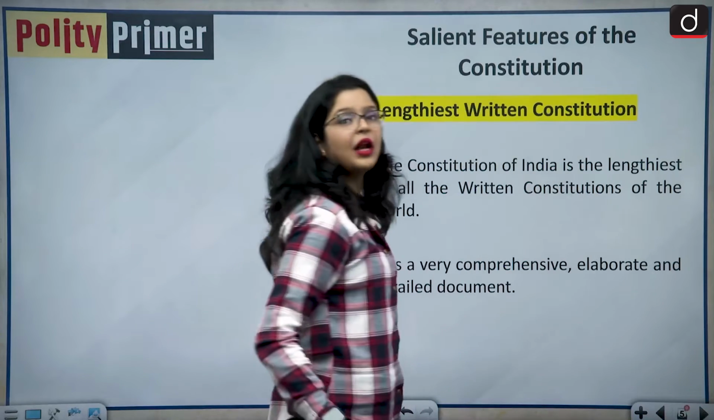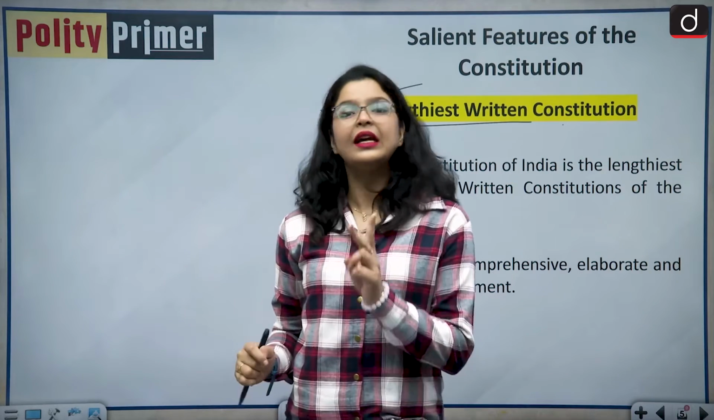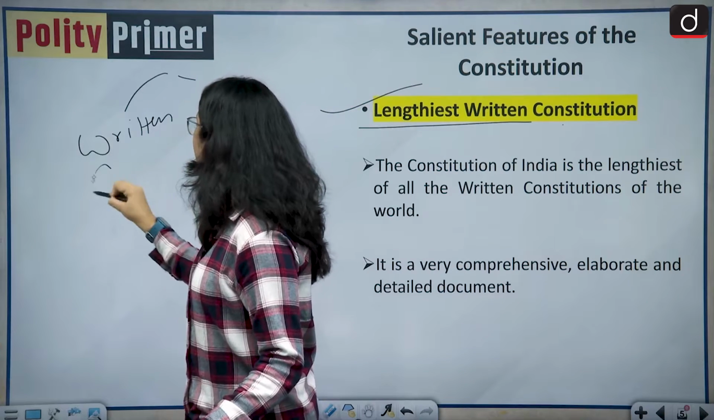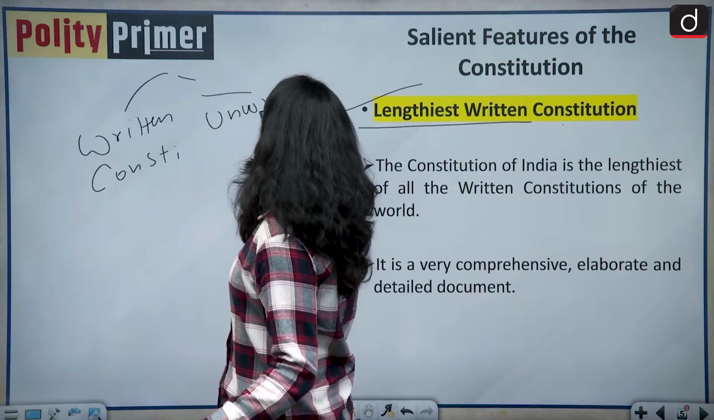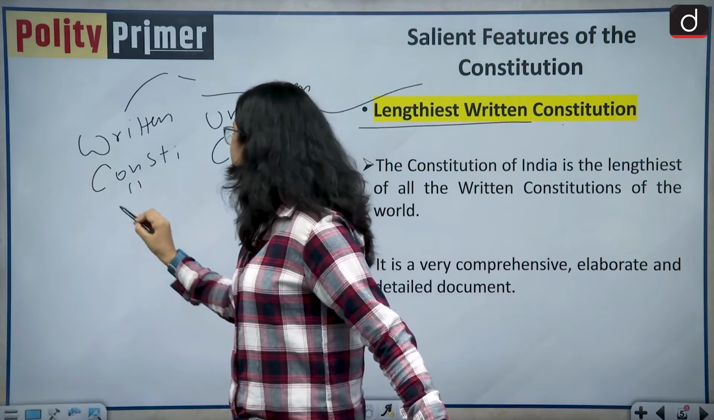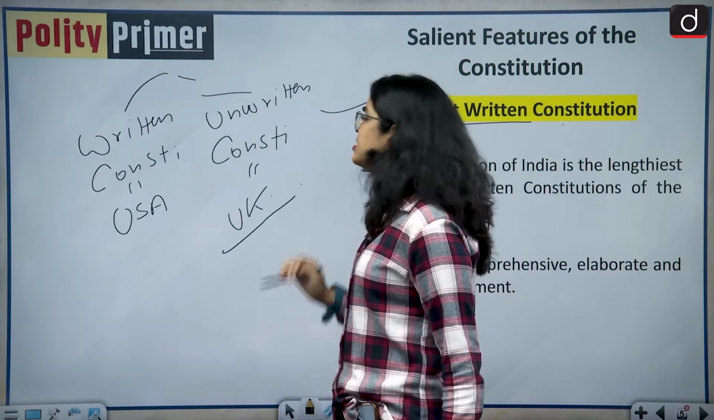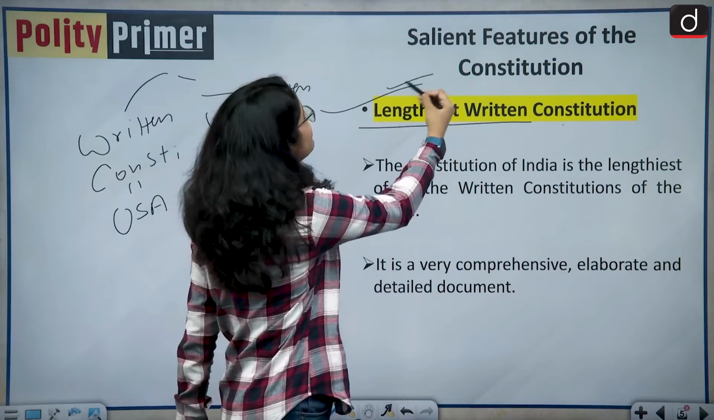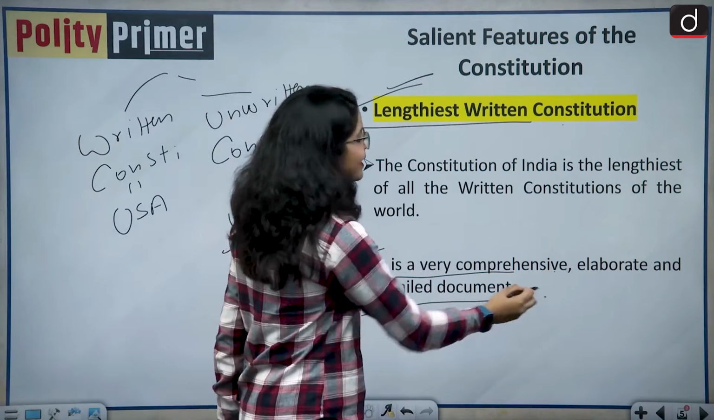So the first feature of our own Indian constitution is that it is the lengthiest written constitution in the world. So see, the constitutions are of two types. First is the written constitution, and second is the unwritten constitution. So the example of written constitution is the Constitution of USA. And the example of unwritten constitution is the Constitution of UK, that is largely dependent on judicial decisions and conventions. So our own Indian constitution is the lengthiest written constitution in the world. Okay, it is a very comprehensive, elaborate and a detailed document.